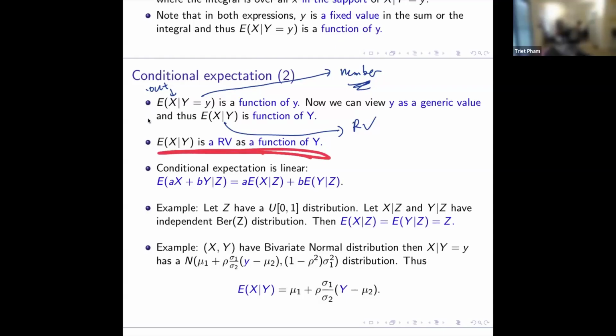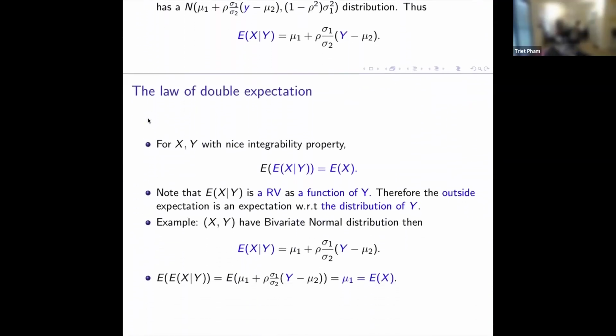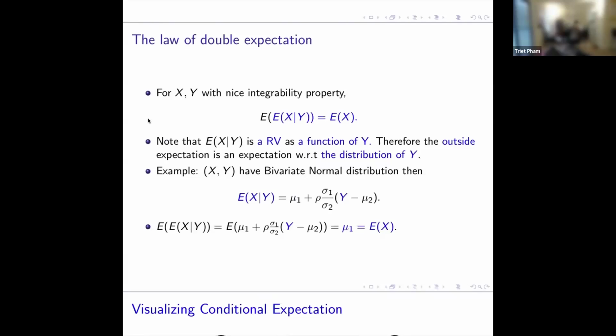Emphasizing again, conditional expectation otherwise behaves just like expectation, meaning it's linear, regardless of how X and Y interact. Conditional expectation is linear. And this is, I guess, the gem of this lecture: when you take the double expectation, some people call this double expectation, the law of total expectation, you get the expectation back. Okay. There is an example here, but I'll show you one example that's more relevant.